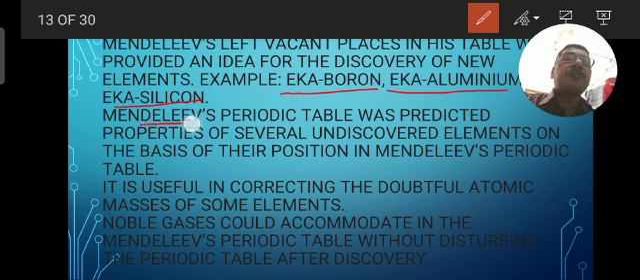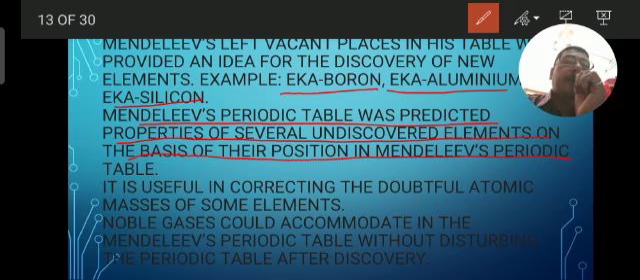So Mendeleev's periodic table predicted the properties of several undiscovered elements on the basis of their position in the table. It is useful in correcting the doubtful atomic masses of some elements. Some elements had doubtful atomic masses, so those atomic masses were corrected on the basis of the gaps which were left by Mendeleev in his periodic table.